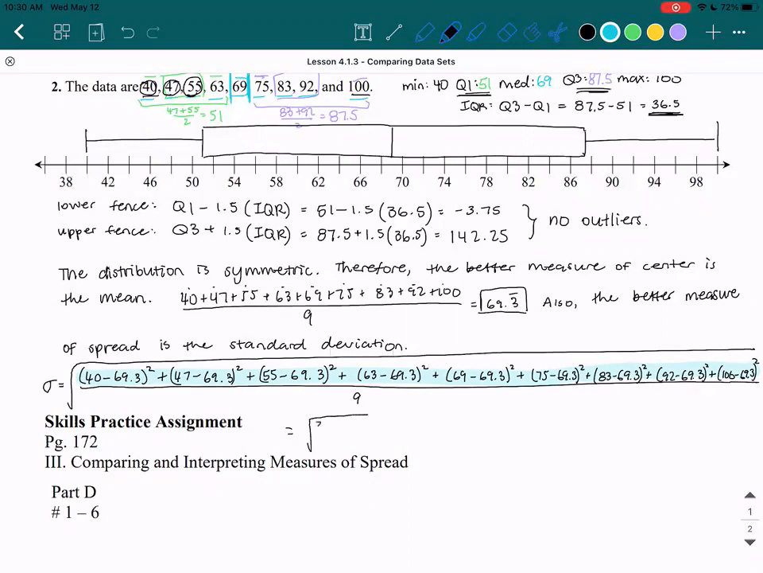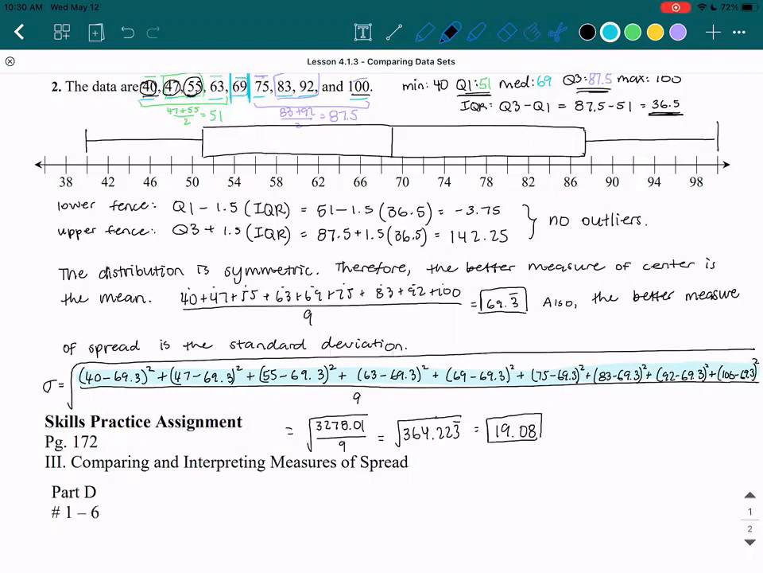So when I type all of that in, I get 3278.01. And still divided by 9 and it's in a square root. Then I'm going to divide by 9, the square root of 364.223 repeating. I'm going to take the square root of that, and I get 19.08 as my final standard deviation answer.